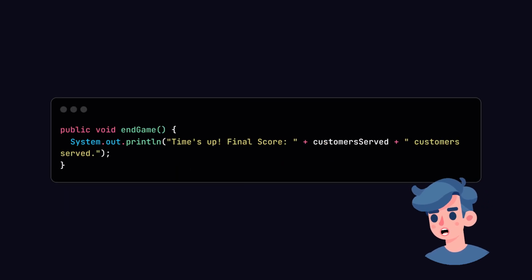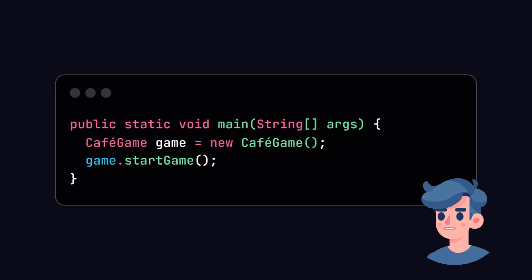Next, we will add a method to end the game. This method will be called when the time limit is reached. It will display the final number of customers served and any resources remaining. Let's put all of this together in our main method. Simplifying the code a bit, we will create an instance of the game and call the startGame method.